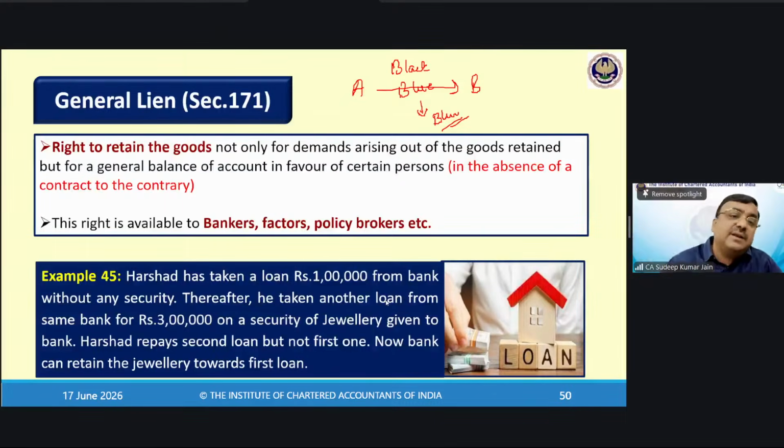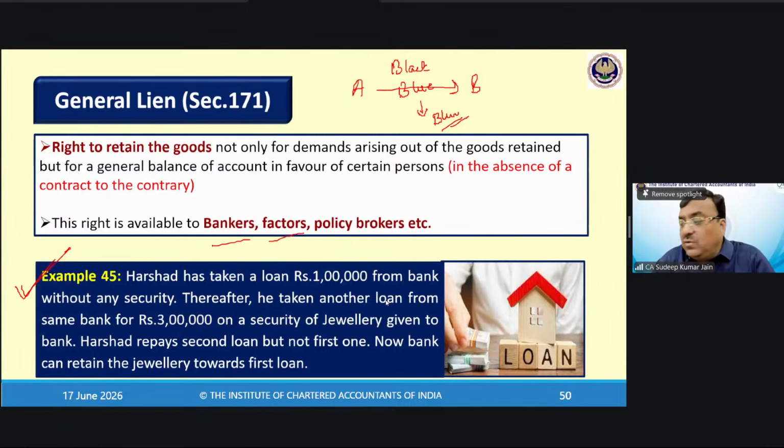The general lien right is available only for bankers, factors, meaning collecting agents who collect payments for someone, and policy brokers. See example number 45. Important example from the examination point of view.